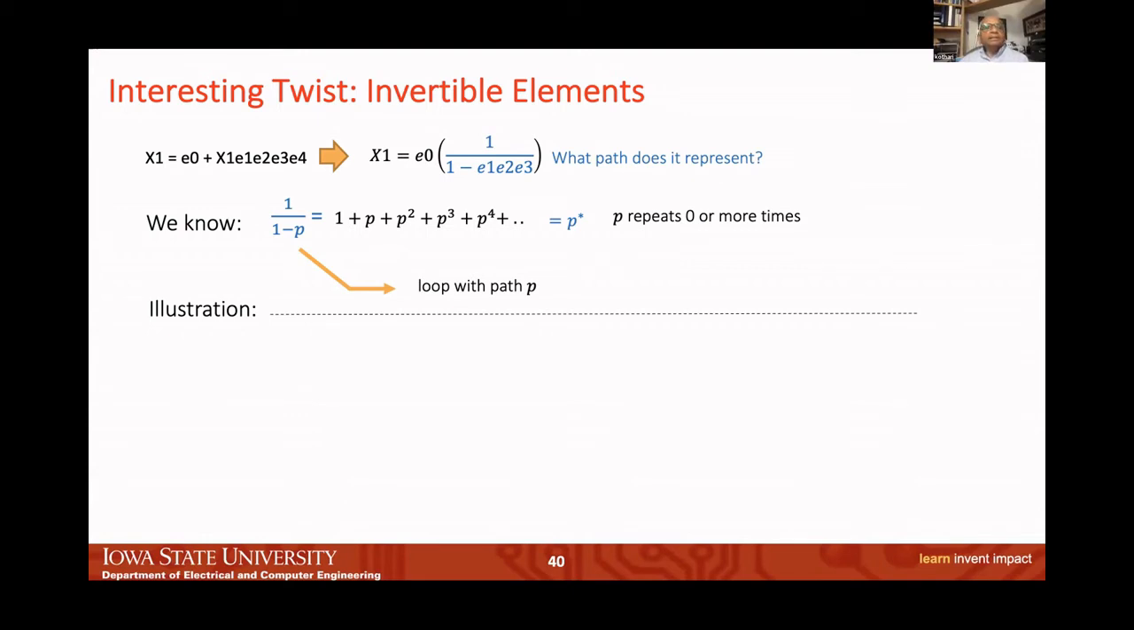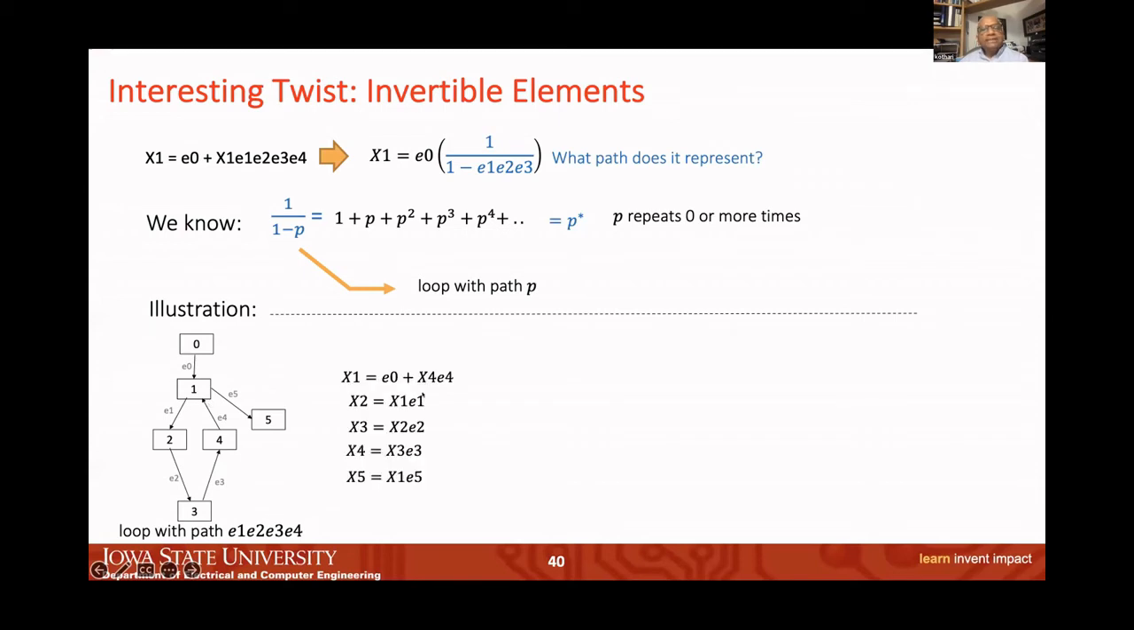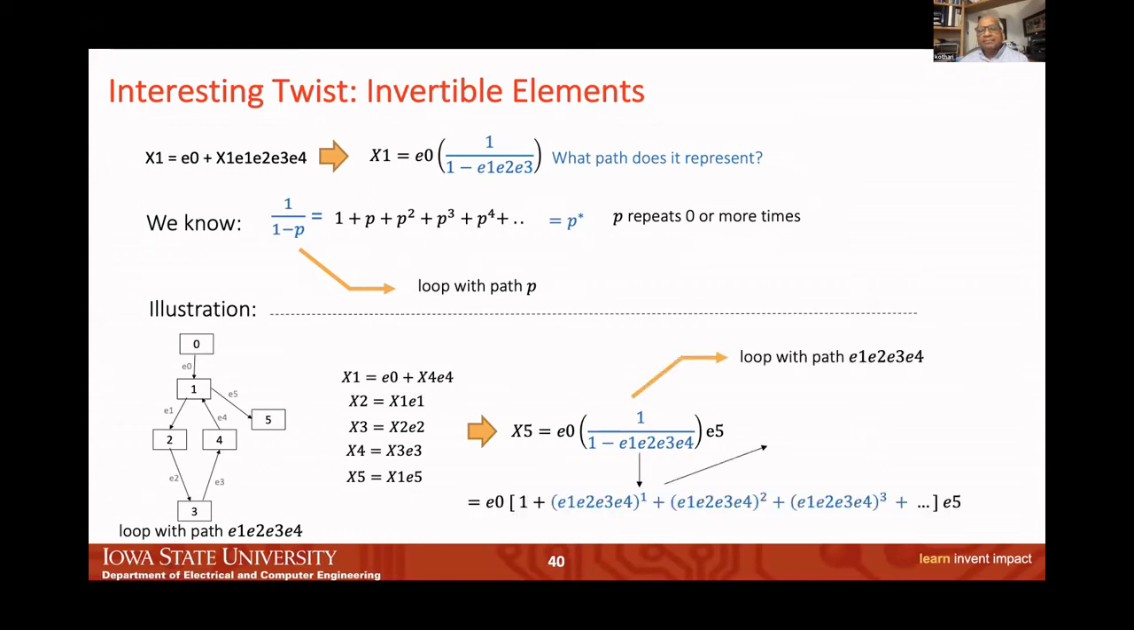Okay. So here is an illustration. Here is a simple graph with a loop. The path in the loop is E1, E2, E3, E4. And if we set up the equations, we get the situation where we need division. And now we know how to interpret division, and we get the correct answer. So actually, division provides a way to handle loops.